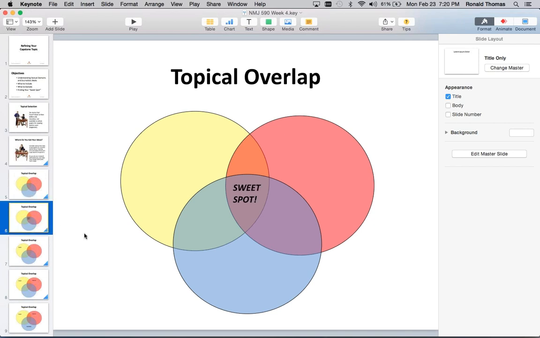So this is what I mean by the sweet spot, where we can take several interesting things and put them together. Then we wind up with a story that has layers, that has multiple dimensions. Now, how might I put this together? What are the general ideas that would go in these three circles?